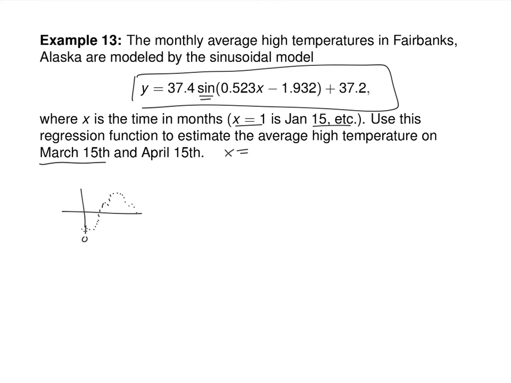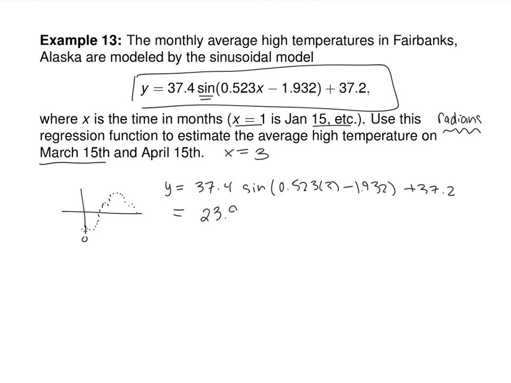x equals 3. So then you just plug in 3. 0.523 times 3 minus 1.932. And the one thing you have to do is your calculator has to be in radians. So if you have a calculator, make sure that it's in the right mode. And when you plug that in, you get 23.92 degrees Fahrenheit. Does that seem like an approximately correct high temperature for March?